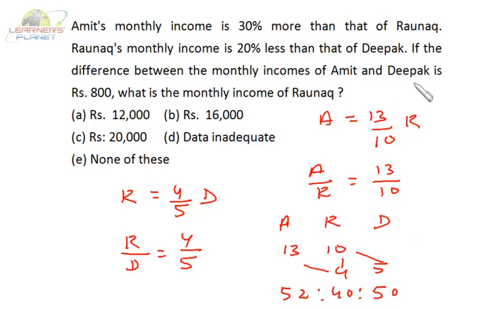Now we have been given that the difference between monthly incomes of Amit and Deepak is rupees 800. Now Amit and Deepak, what is the difference? It's 2 part. Okay. And we have to find out the income of Ronak. So if 2 part is 800, 1 part will be 400. And what is Ronak's income? That is 40 part. So 1 part is 400, then 40 part is 400 into 40, which is 16,000.